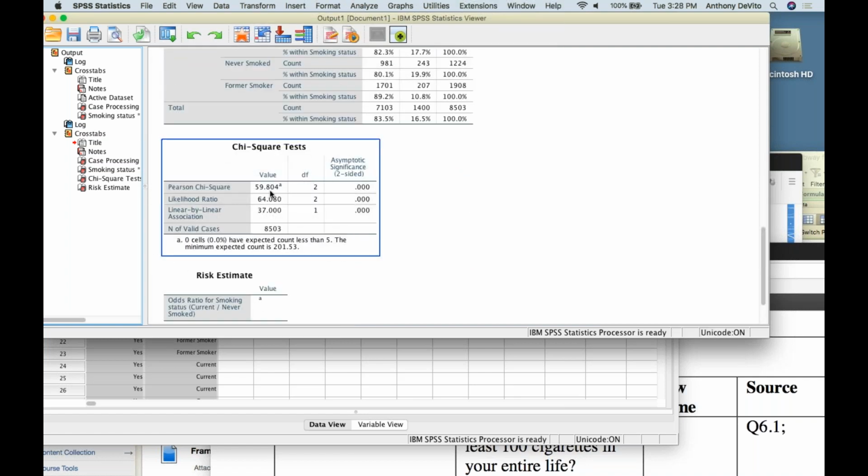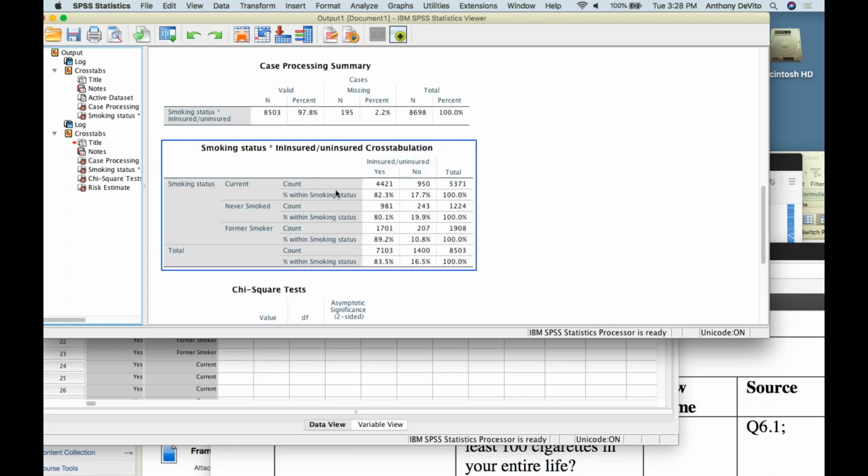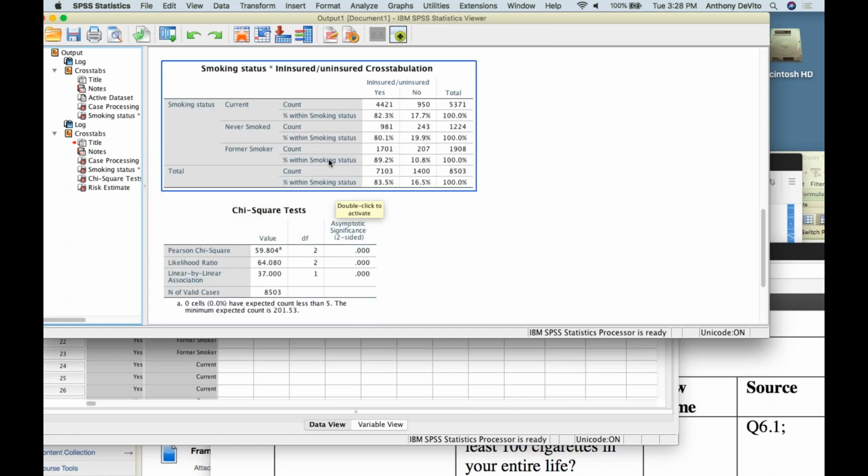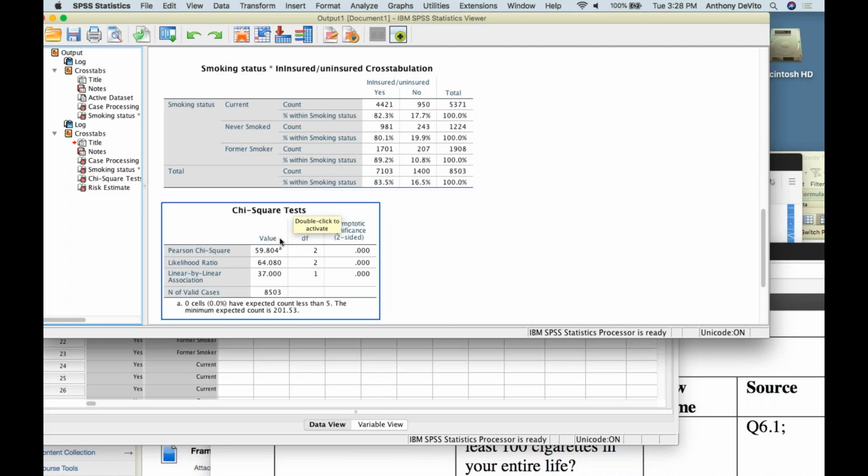The chi-square value for a 2x2 table, I'm sorry, it's not a 2x2 table. It's a 3x2 table, current, never, and former. 3 rows, 2 columns. 3 minus 1 is 2. 2 minus 1 is 1. 2 times 1 is 2 degrees of freedom. So for 2 degrees of freedom, our chi-square value is 59. That's a really big number.